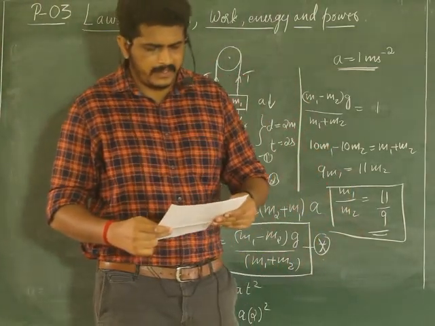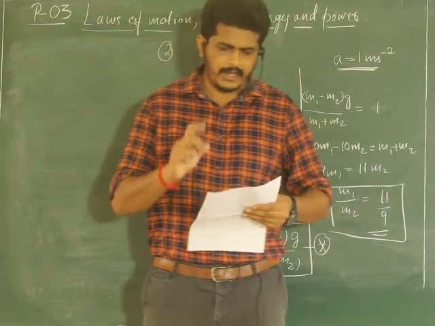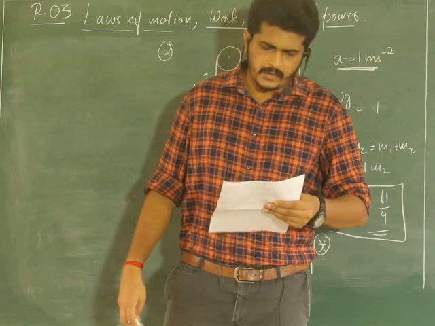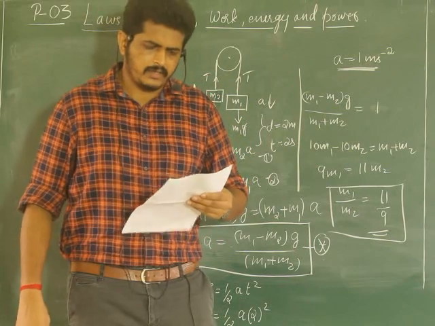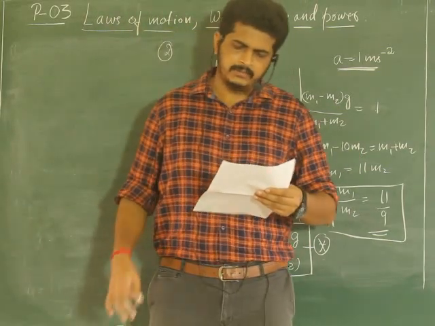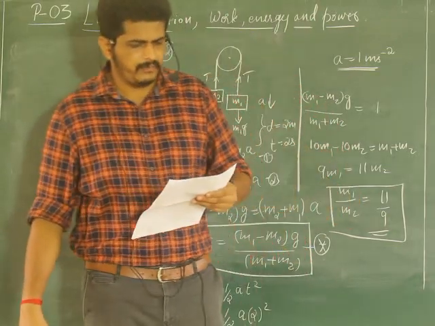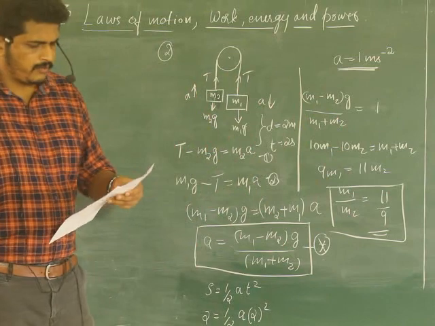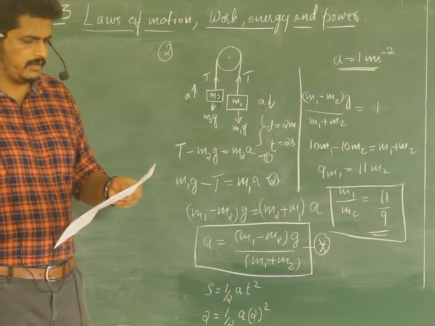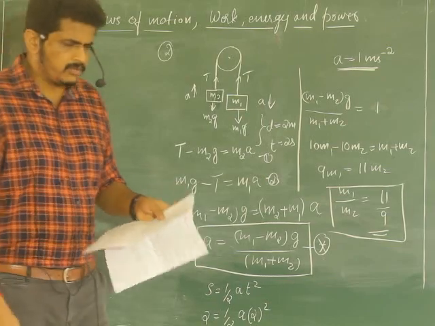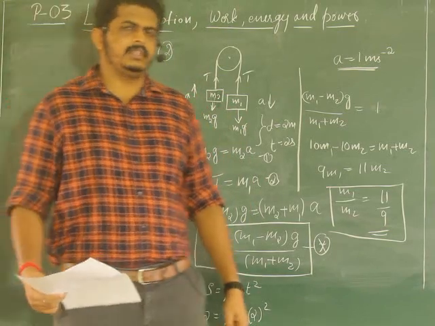Let me read the question first. In the figure, blocks A, B, C, each of mass m, that means all have the same masses, have the accelerations A1, A2, A3 respectively. F1, F2 are external forces of magnitude 2mg and mg respectively. Only that much they have given. But when you see the options, you can understand.